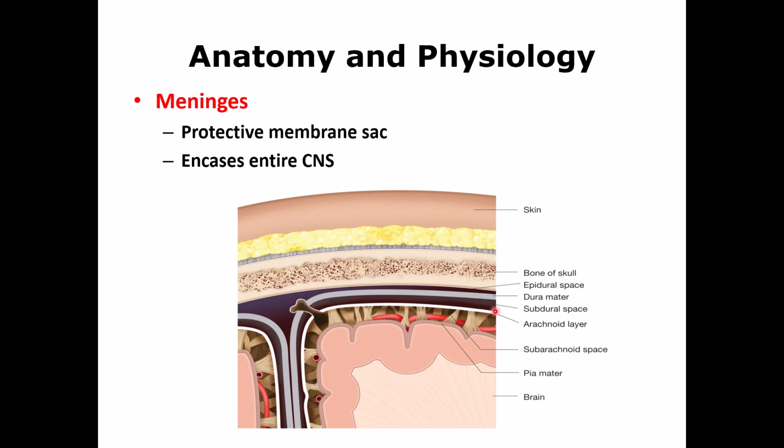And then you have the arachnoid. The arachnoid is thinner than the dura, so the dura is much thicker here. And there are these fibers that connect the arachnoid all the way to the pia mater, which is the deepest meninges, and that pia mater connects directly to the cortex of the brain.